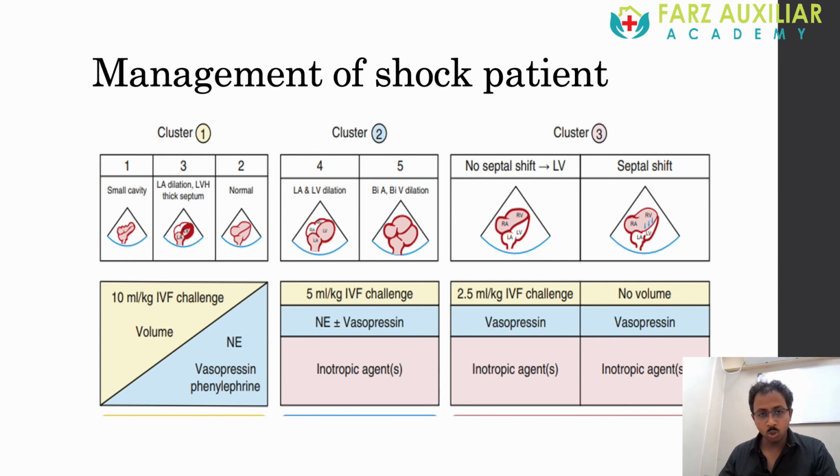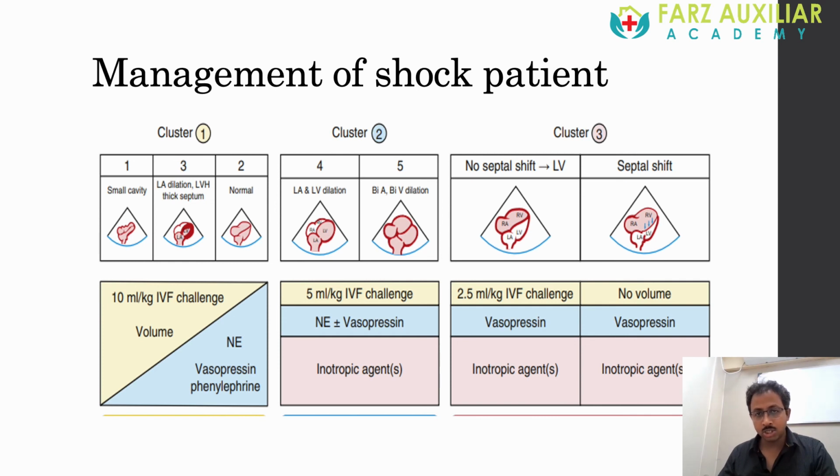Coming to cluster 2, when the LA and LV are dilated or biventricular dilatation is there, we will give a smaller amount of fluid challenge. Look at this fluid challenge, 10 ml per kg. We will give a smaller amount of fluid challenge for this patient, and we will observe, and we have to give inotropic agents because the patient is having a cardiac pump failure or cardiogenic shock.